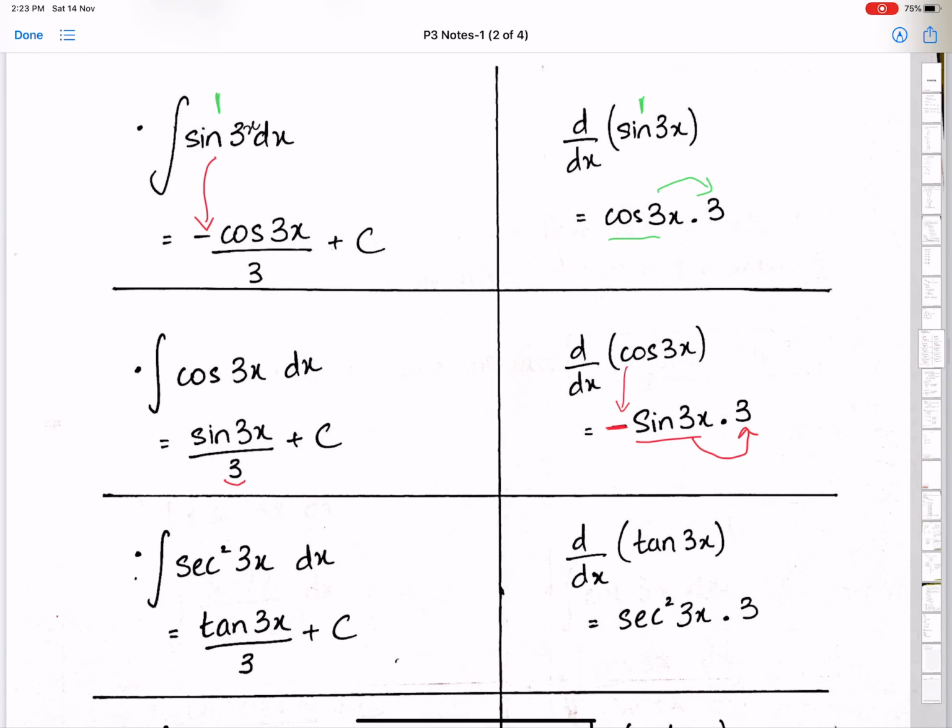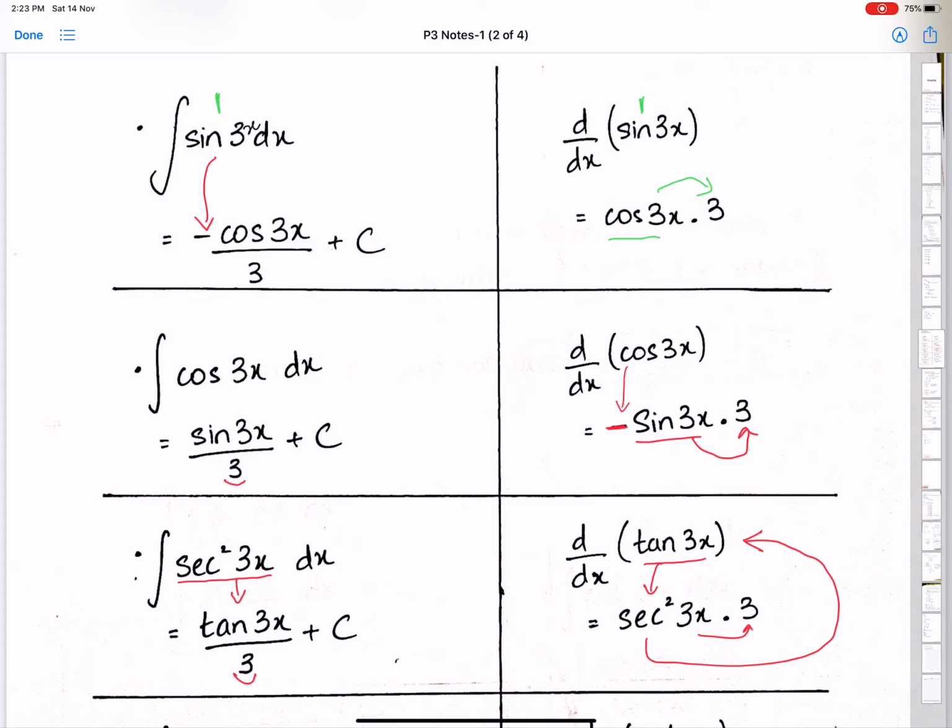Now, the differential of tan 3x is sec square 3x times 3. Therefore, the integral of sec square must be tan. So when we integrate sec square 3x, we will get tan 3x upon 3.